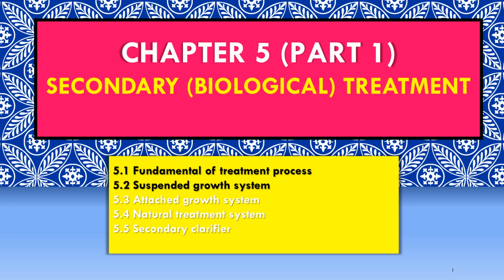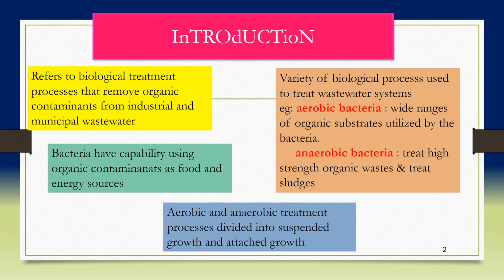Today we will continue with chapter 5, which is secondary or biological treatment process. Okay, so for the introduction, biological treatment is the process that removes organic contaminant from the industrial and municipal wastewater. So dalam biological treatment, it involves the microorganism which will degrade or remove the organic contaminant in the wastewater to form the food and energy sources.